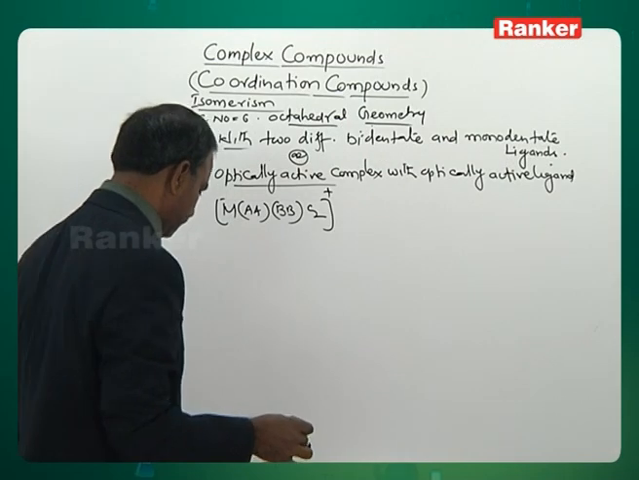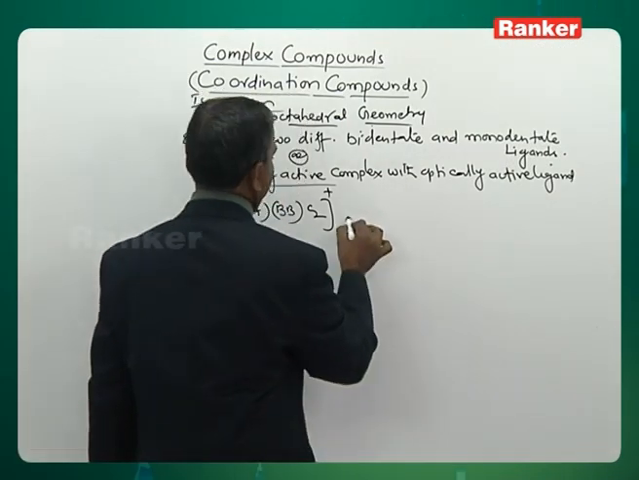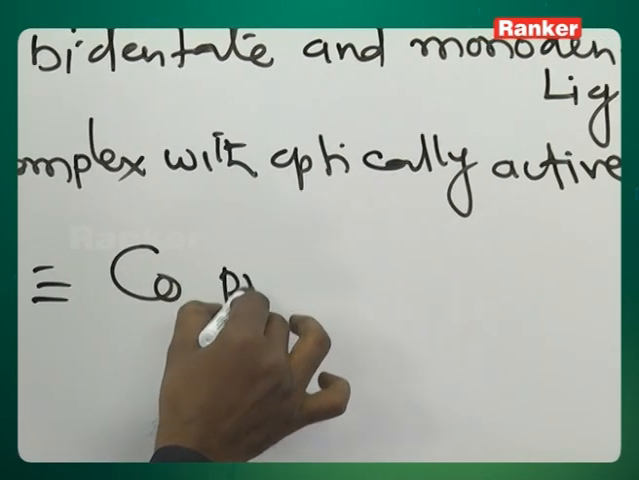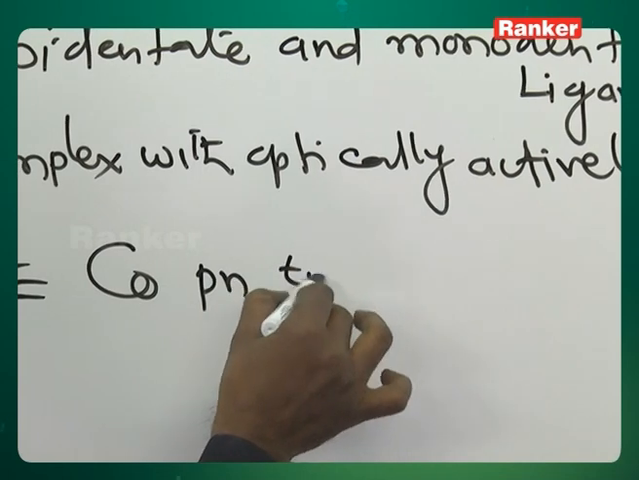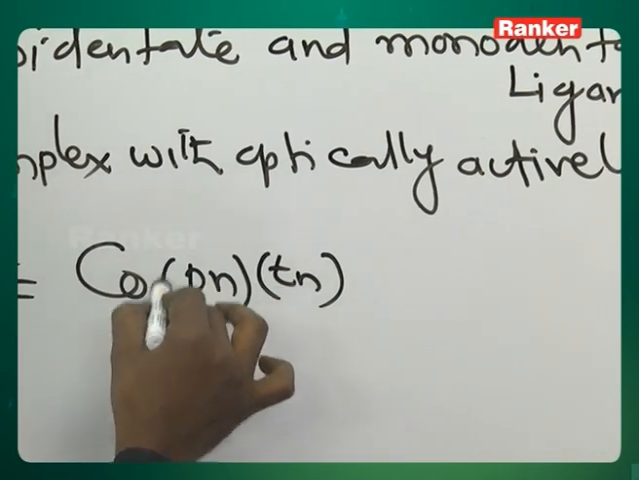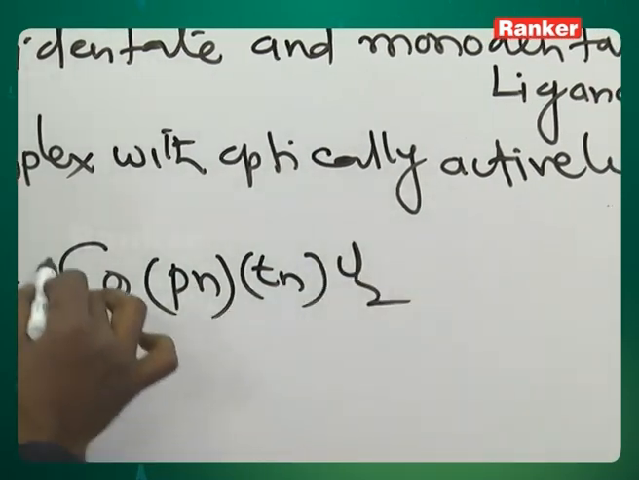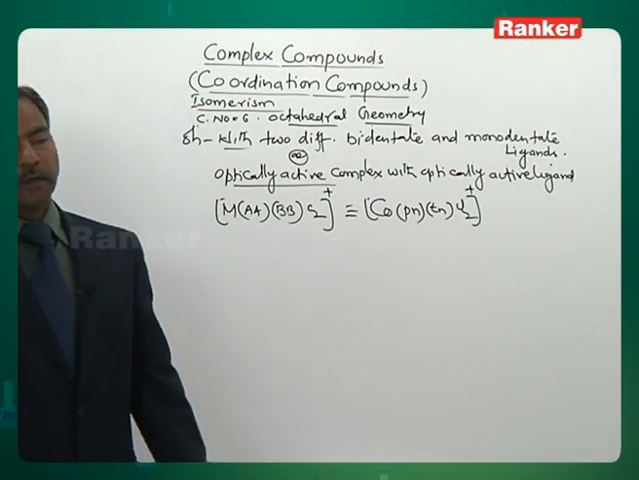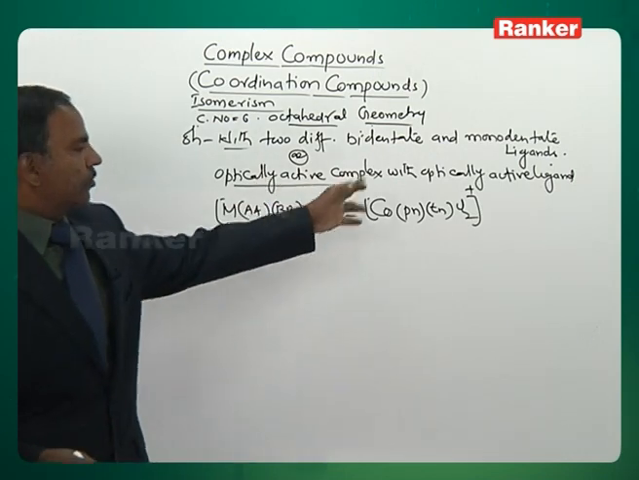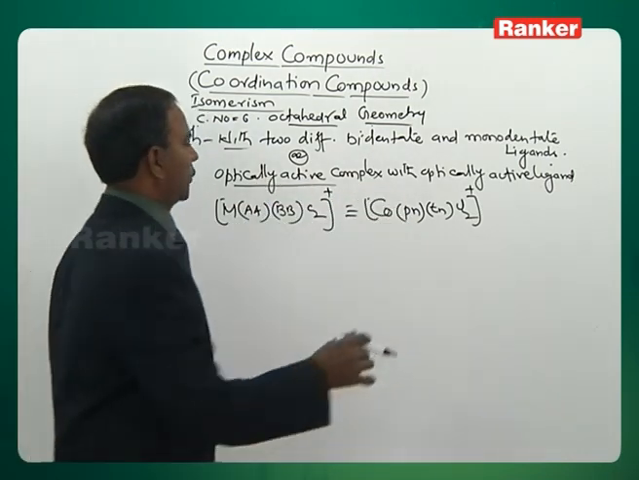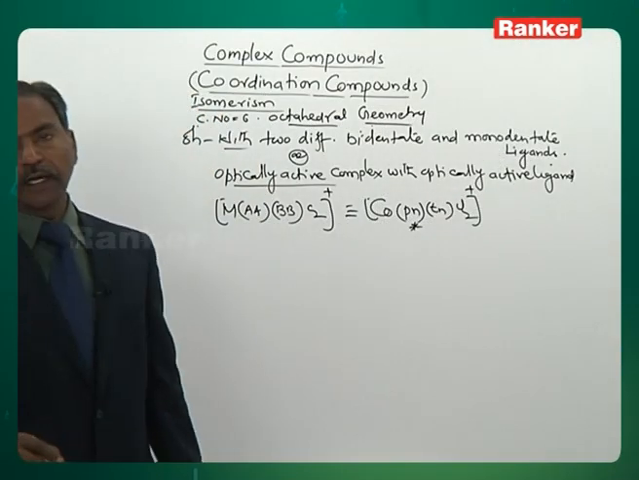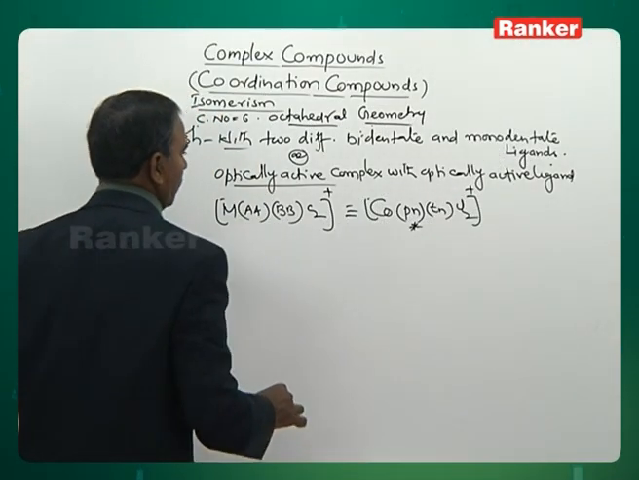In this, Co, one I write pn, one I write tn. pn and tn I am writing. Then Cl2 plus. See, optically active complex with optically active ligand. So this particular pn is an optically active ligand. How do you say this is an optically active ligand? Let us check the structure of pn.